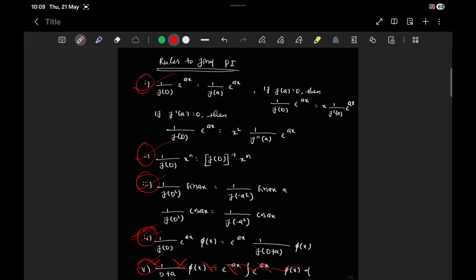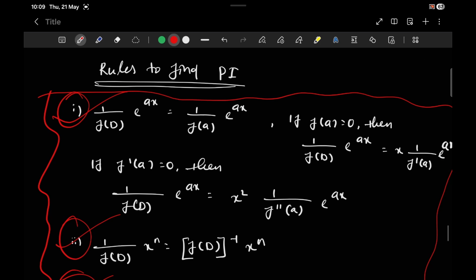So let's move on to our 4 rules of particular integrals. If the particular integral is in the form of e to the power ax, that is, if on the right side of the equal sign there is no 0 but something in the form of e to the power ax, then to find the particular integral we have to multiply 1 by f of D into e to the power ax.